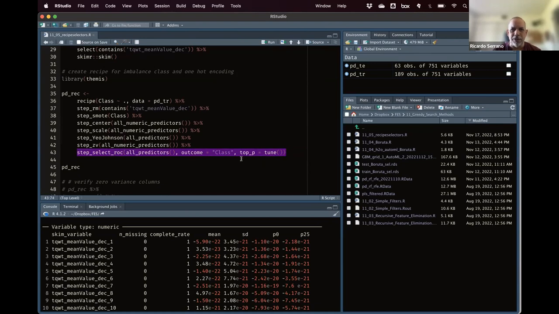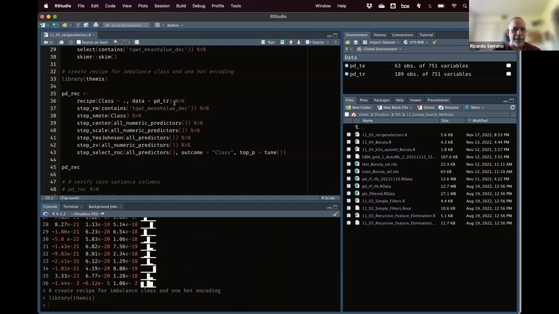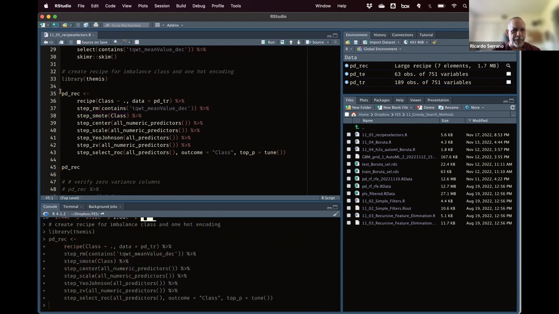And this is the instruction. As you can see, there's a tune parameter here, right? Top predictors equal to tune. So we're going to do a tuning first. And then when we get that number of top predictors, we're going to incorporate it again into the recipe. Okay, so let me load up the Themis library for the imbalance. This is the step SMOTE for imbalance, right? And then we got the recipe, right?